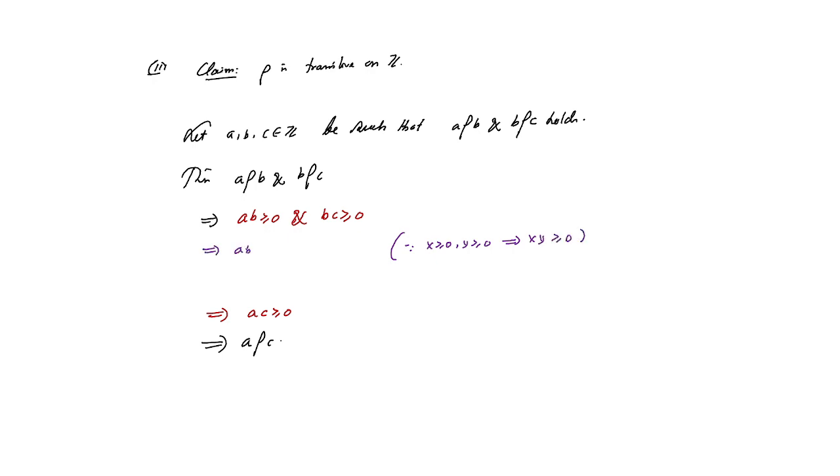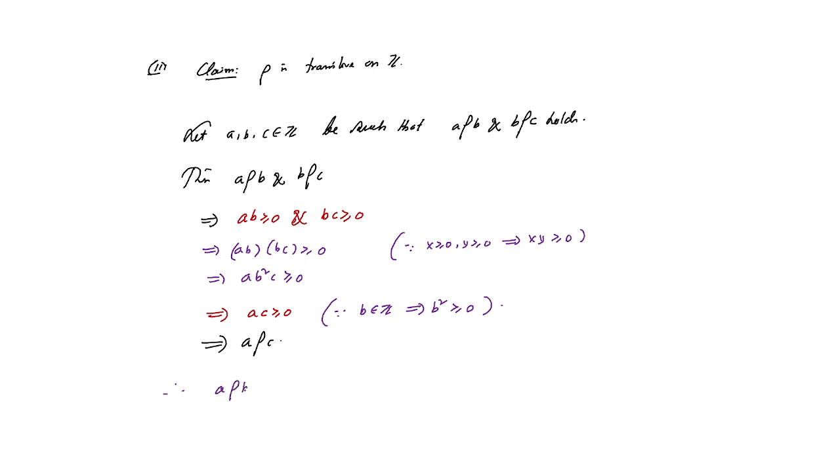So that means AB multiplied by BC is greater than or equal to 0. So that means AB²C is greater than or equal to 0. Now, if B is an integer, then B² must be greater than or equal to 0. So that means here AC must be greater than or equal to 0. So A ρ C holds.